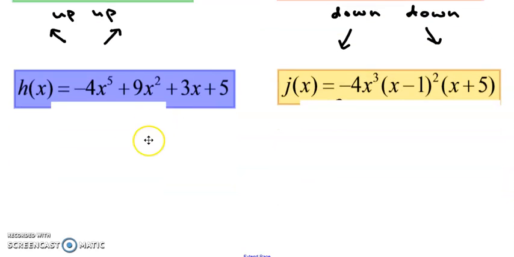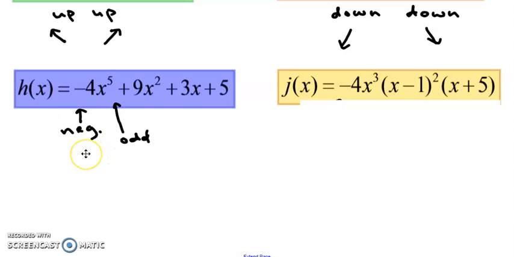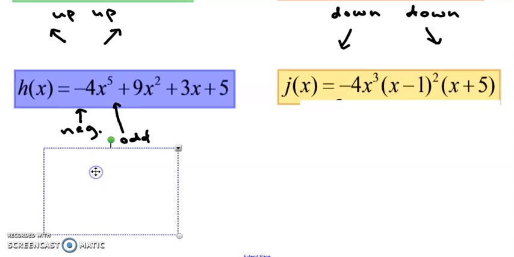H of x here, I have, again, negative leading coefficient, and my largest exponent here is 5, so fifth degree or odd degree. So odd degree, I think of linear function. If it's negative, I think of a negative slope. So from left to right, that has end behavior that is up and down.